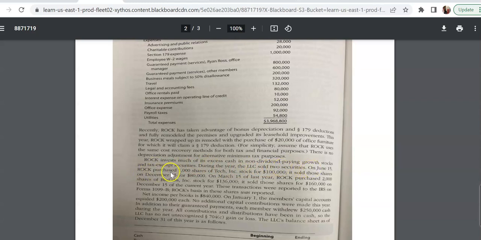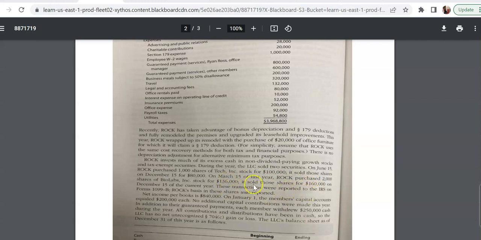On June 15th, Rock purchased 1,000 shares of Texon Corp stock for $100,000 and sold these shares on December 15th for $80,000. So they have a short-term loss. On March 15th of last year, Rock purchased 2,000 shares of BioLab stock for $136 and sold these shares for $160. So that's $24,000. I don't know where I stopped. I'm sorry. All right. Sold the shares for $160, so $24,000 gain there.